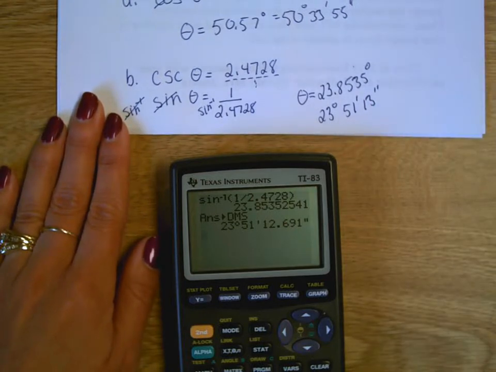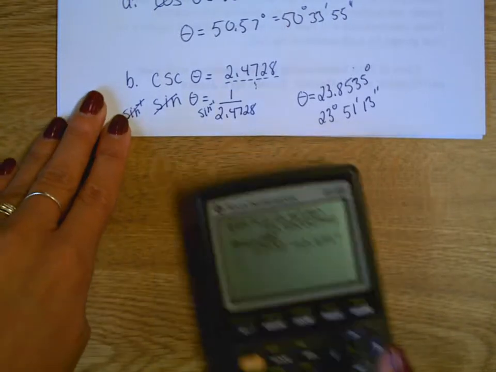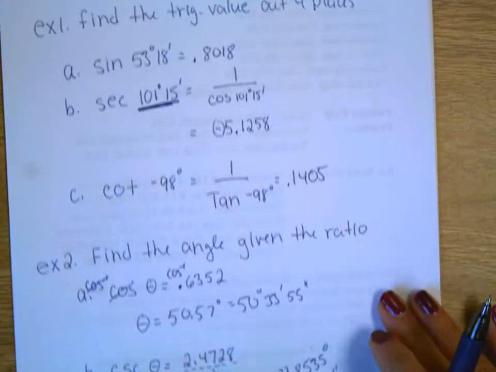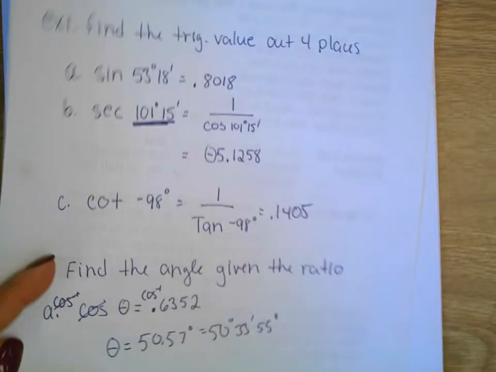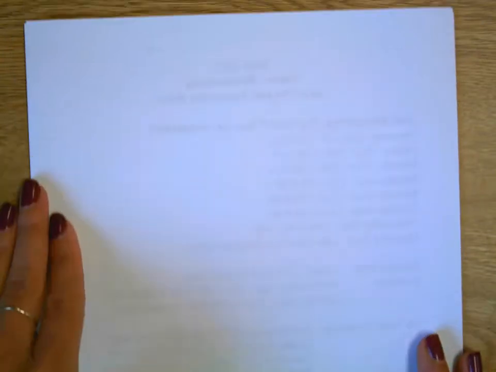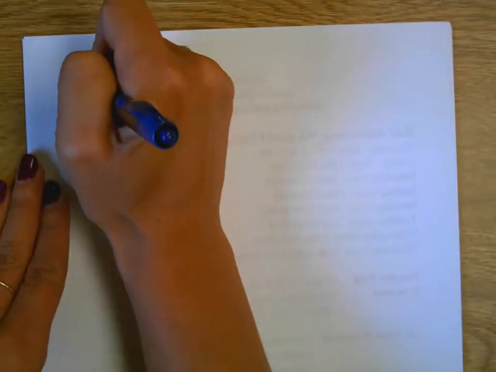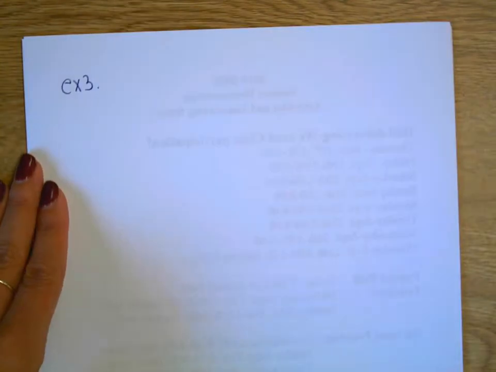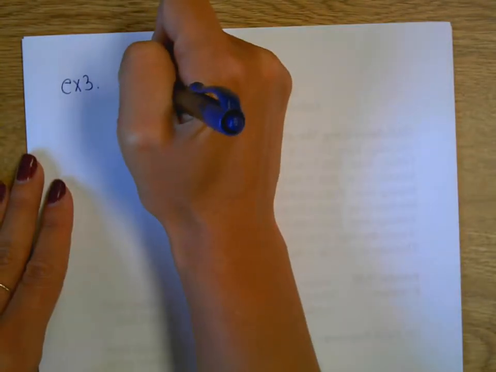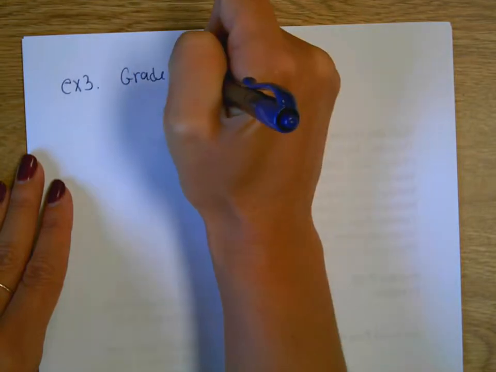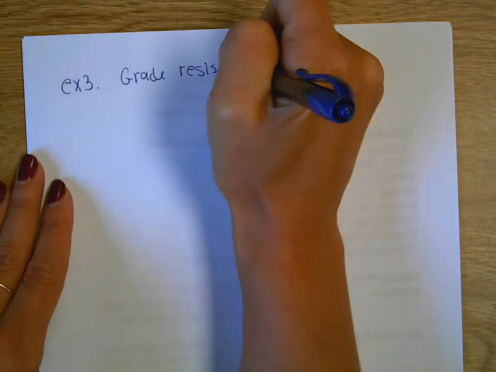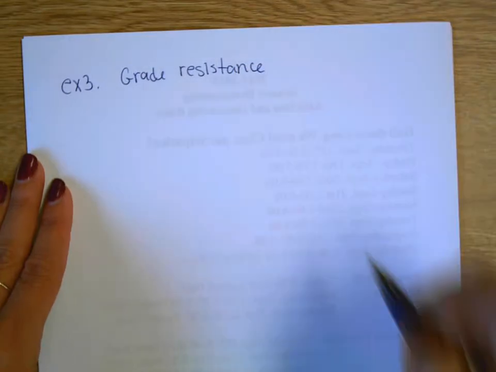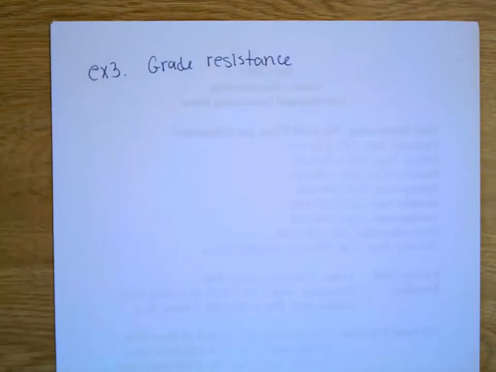Any questions on what happened there? There'll be some formulas. This one formula here that I'm going to do, a physics formula: grade resistance. Grade meaning the slope of a hill.